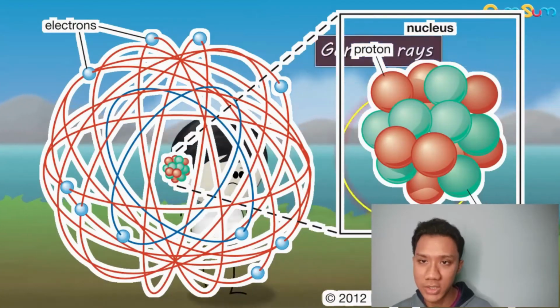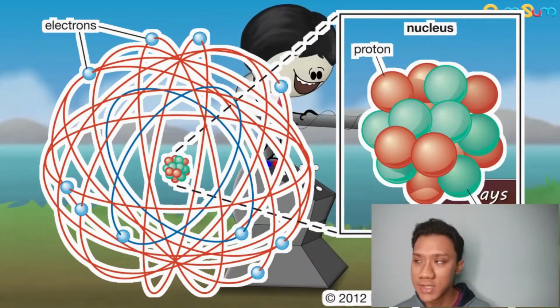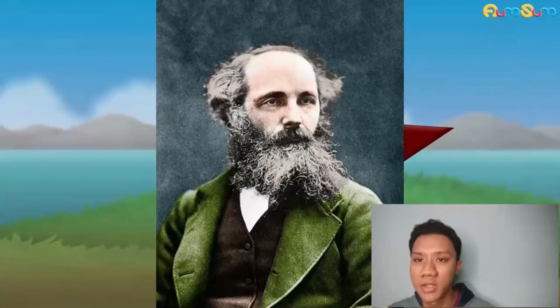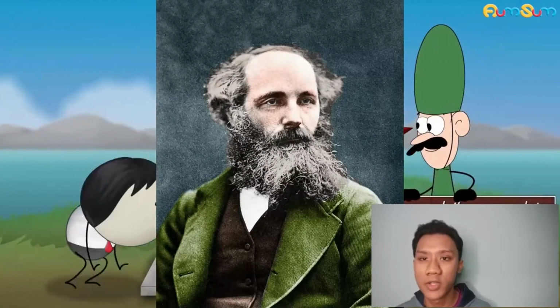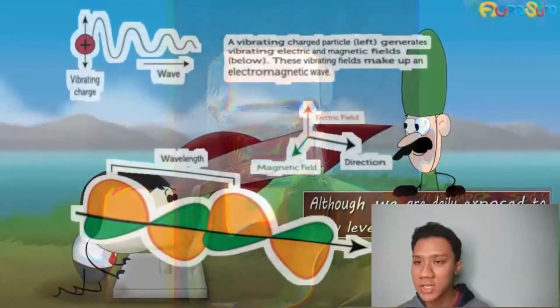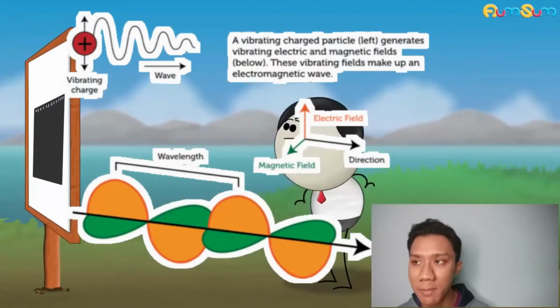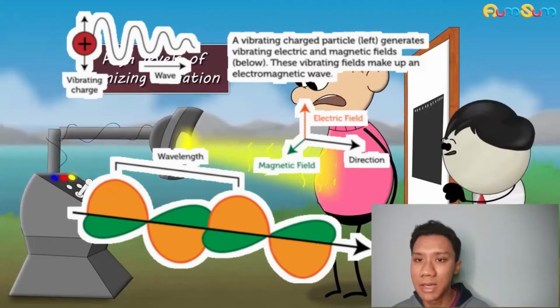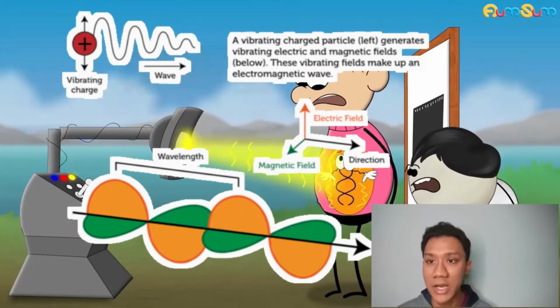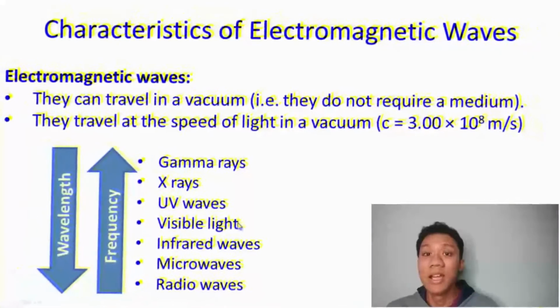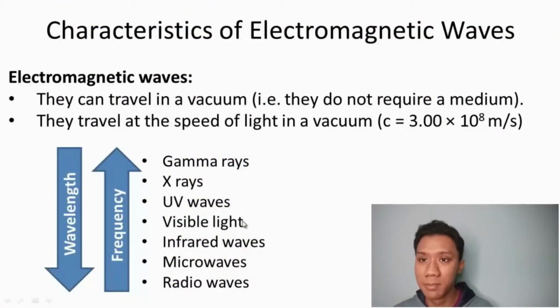The theoretical foundation of radiation was established in 1864 by Professor James Clerk Maxwell, who postulated that accelerated charges or changing electric current give rise to electric and magnetic fields. These rapidly moving fields are called electromagnetic waves or electromagnetic radiation. Electromagnetic waves are characterized by their frequency or wavelength.